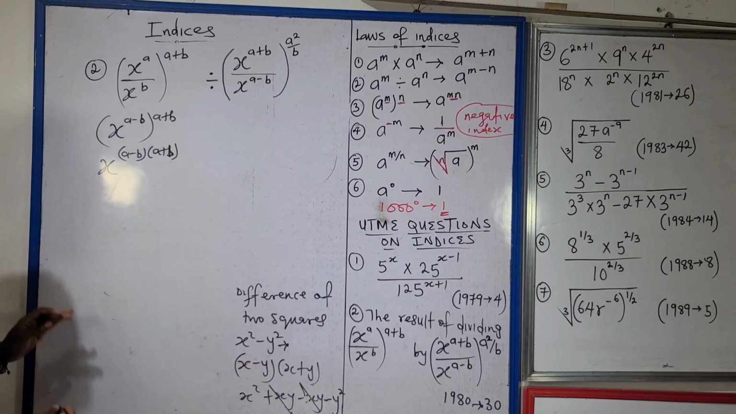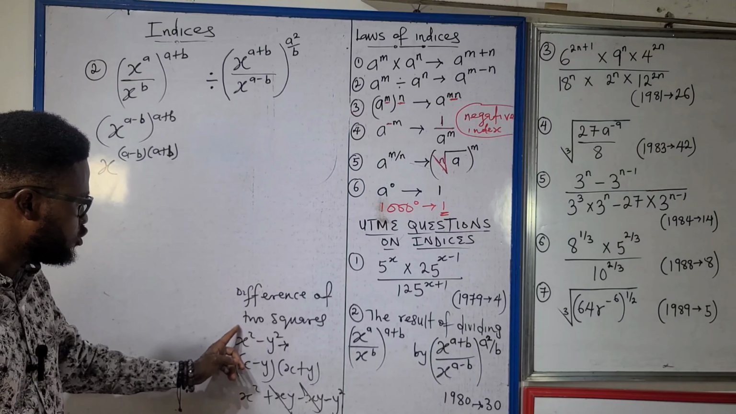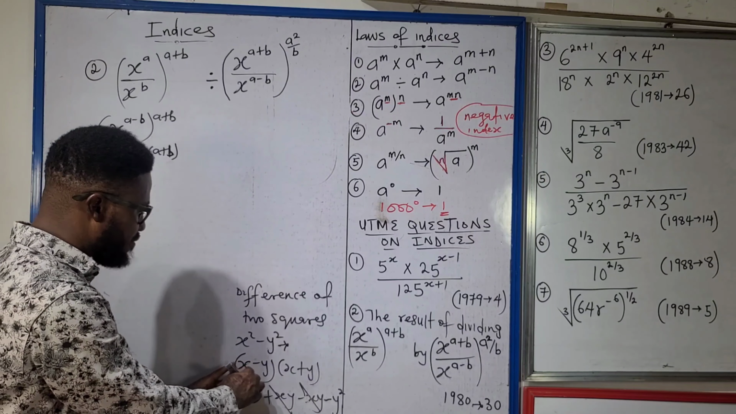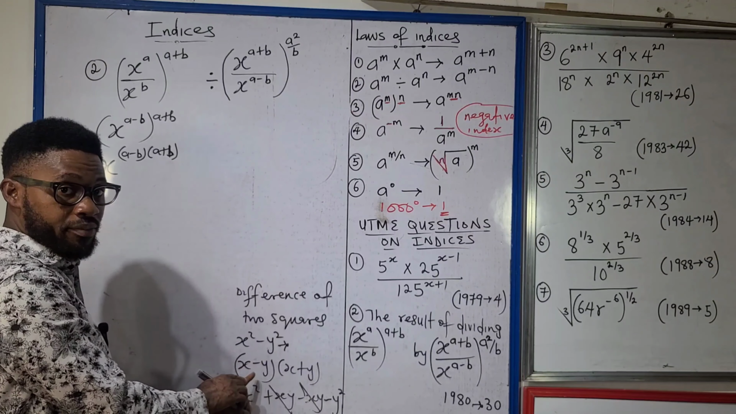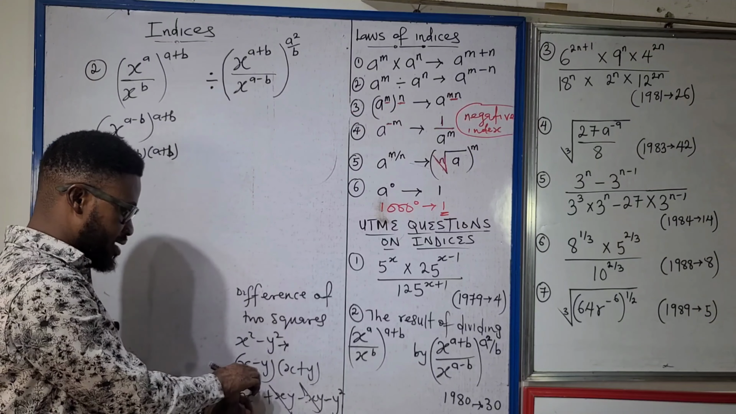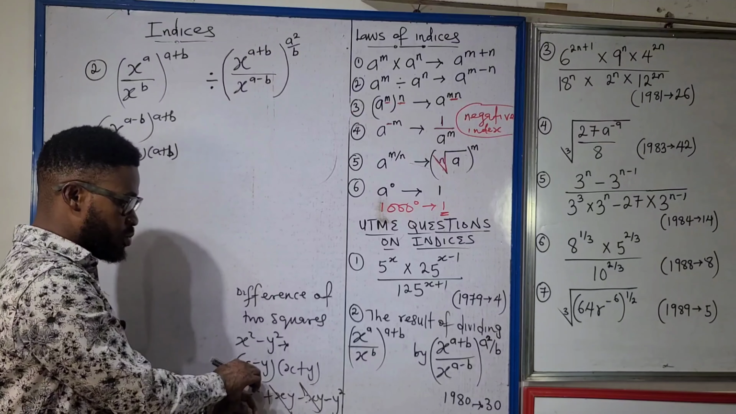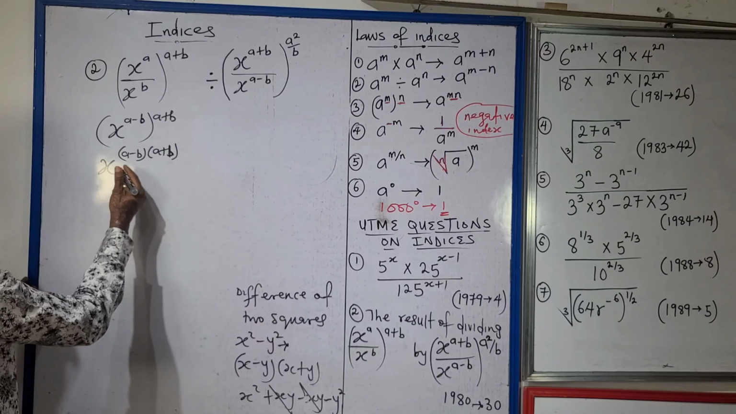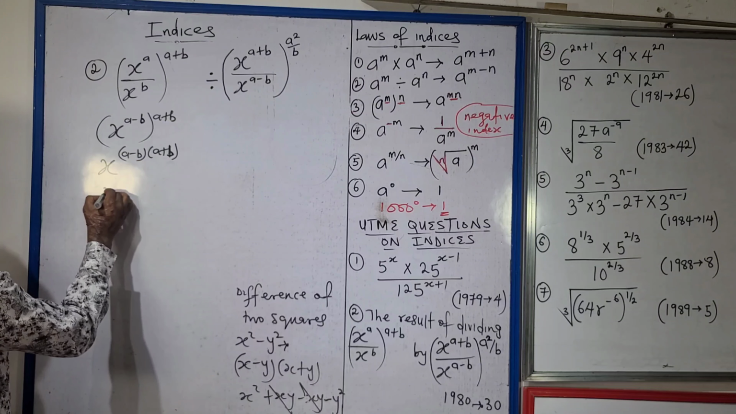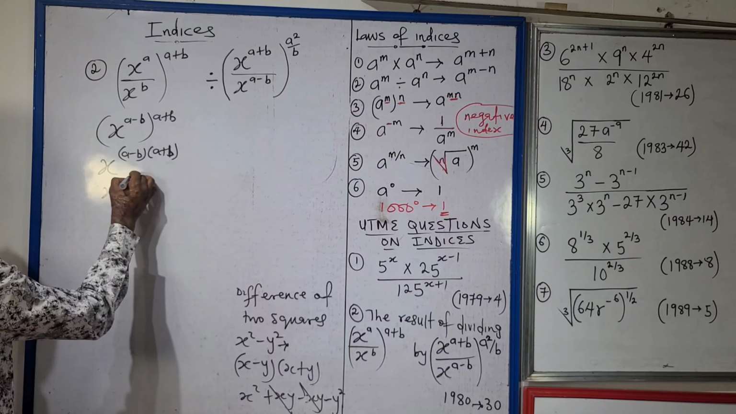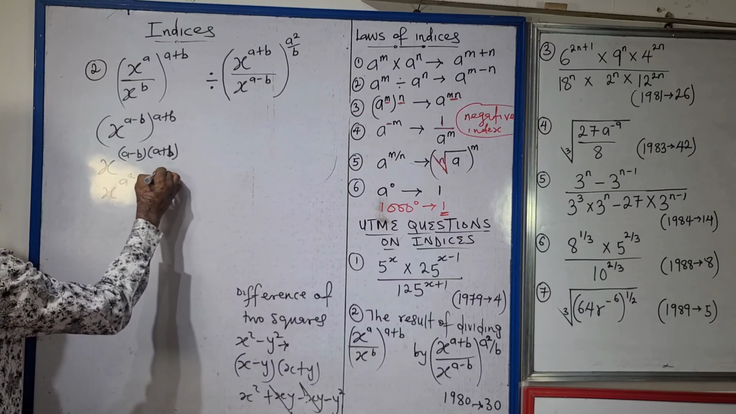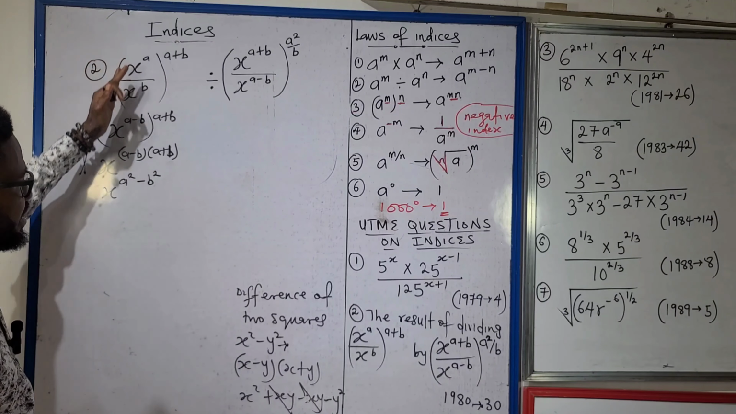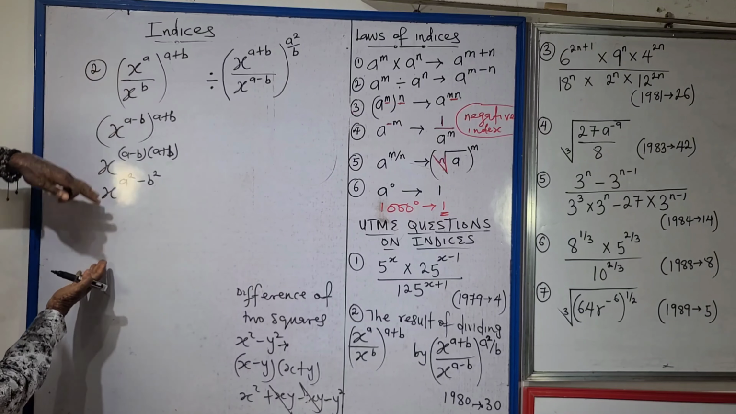So what difference of two squares is telling us here is that when we expand, we are going to have one of the expressions as negative subtraction and the other as positive. So for me to have a minus b, a plus b here, that means x raised to the power a squared minus b squared. That is what I can arrive at for the numerator.